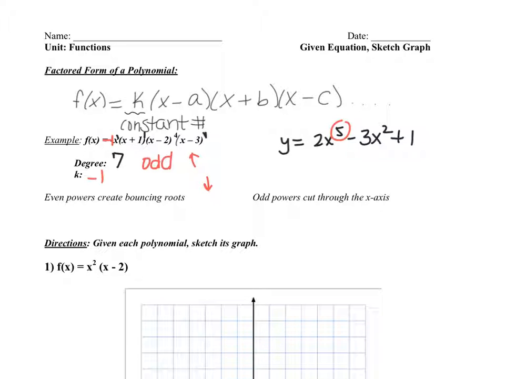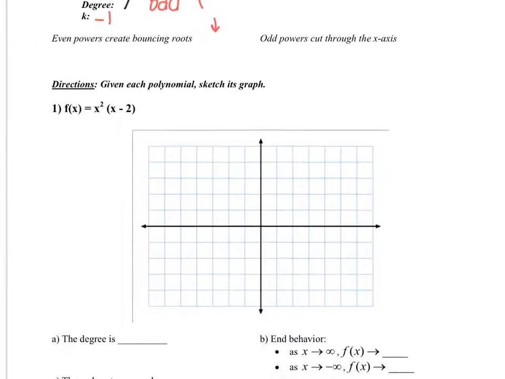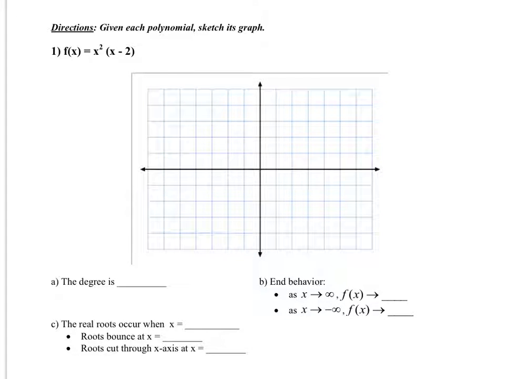Okay? Now there's just a few things that you need to remember. Even powers create what we call bouncing roots, and odd powers cut through the x-axis. So let me show you what I mean by that. The first thing I want to do is graph this polynomial here. First things first, let's find the degree. There's a power of 1 here, so if we add the 2 and the 1, we get a degree of 3. Okay, so the degree is odd.